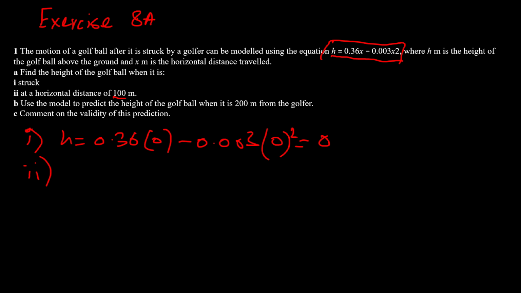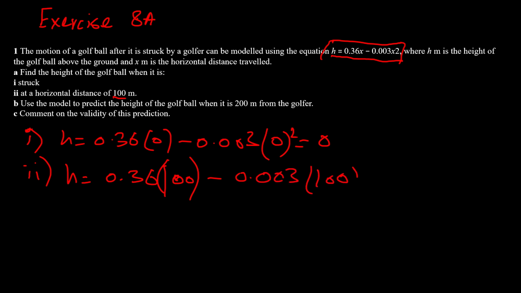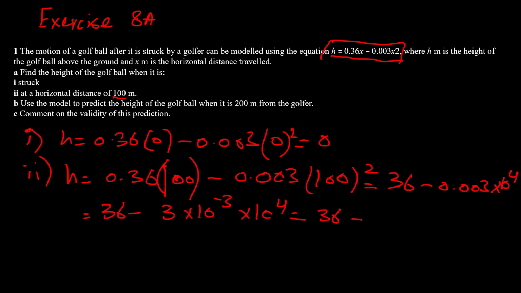Very simple. h = 0.36 × 100 − 0.003 × 100². 100 times 0.36 is 36, minus the square of 100, which is 10,000, times 0.003, that is 0.003 × 10⁴, which is 30. So 36 − 30 gives us the height of the golf ball, which will be 6 meters at a distance of 100 meters from the point where it was struck.